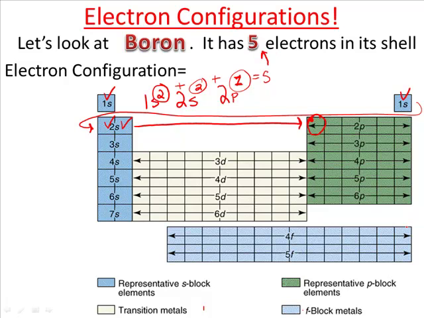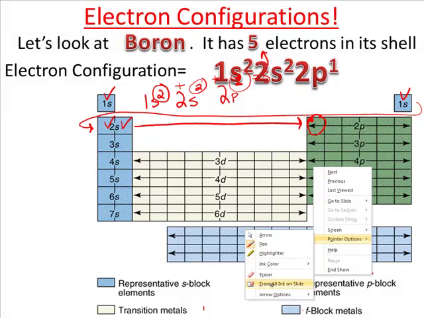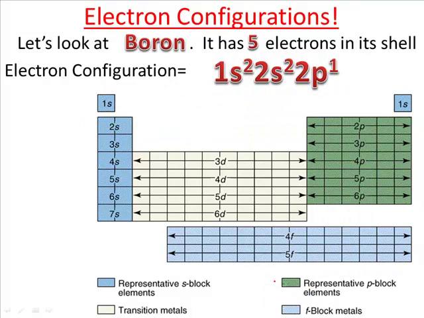So the electron configuration would be 1s2, 2s2, 2p1. I'll erase the ink so you can see that better. So boron would be 1s2, 2s2, 2p1. Sweet. Let's try a bigger one.